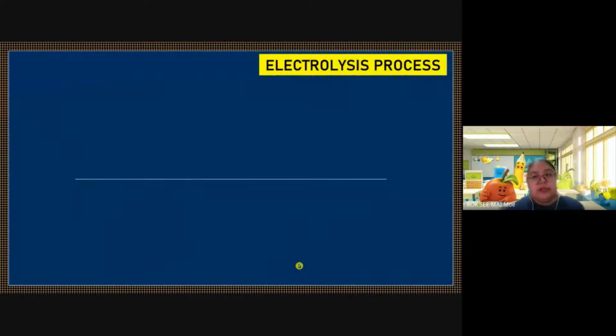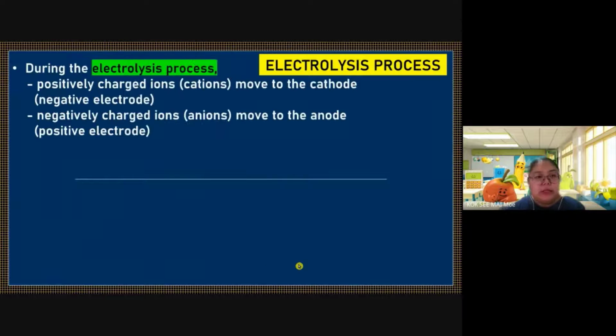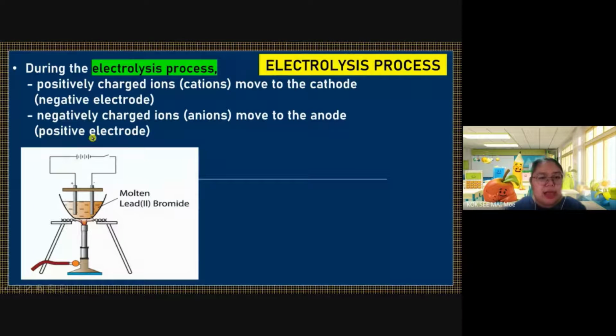Electrolysis process, for example. During the electrolysis process, the positive charge, that means the cation, moves to the cathode, the negative electrode. How about the negative charge? The negative charge is the anion. The anion must go to the anode, the positive electrode. So from here you can see the diagram.